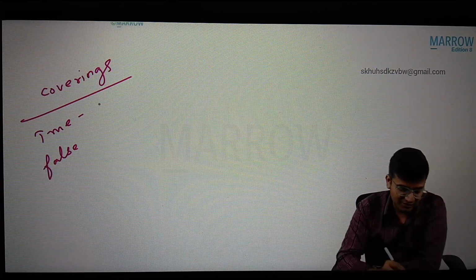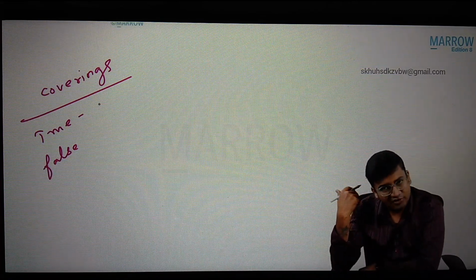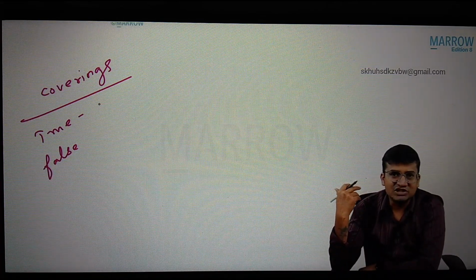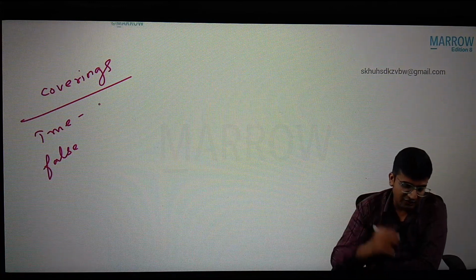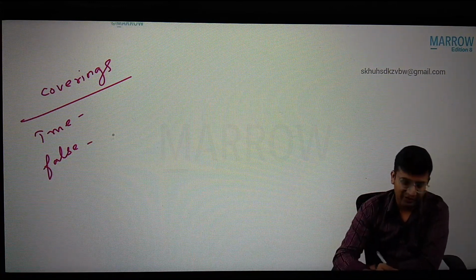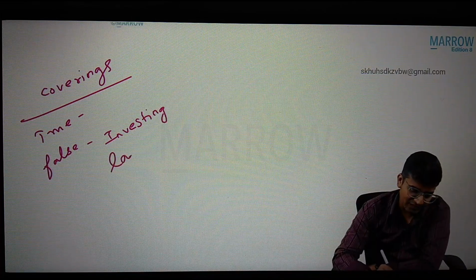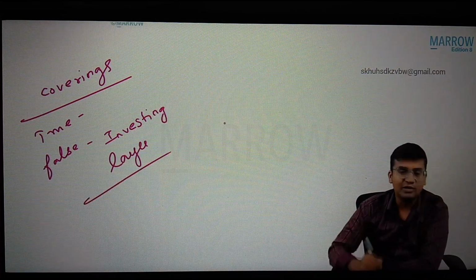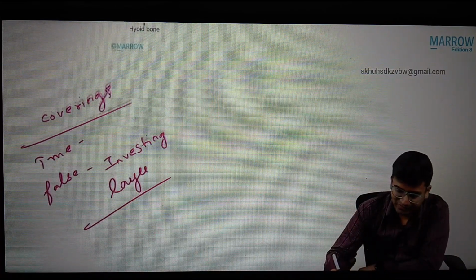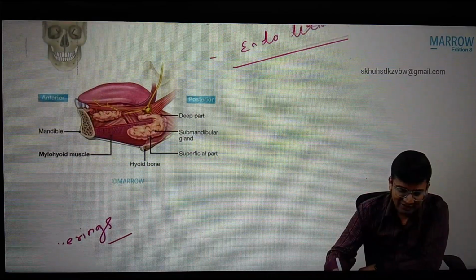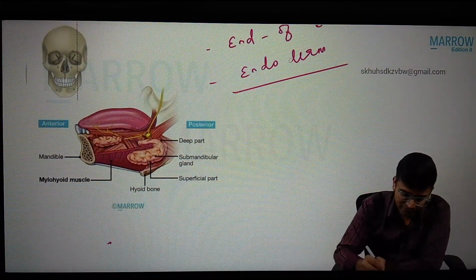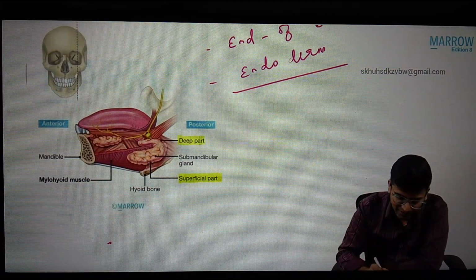True capsule, like for other glands, is formed by the condensation of the fibrous stroma, and the false capsule is derived from the investing layer of deep cervical fascia. Investing layer. Okay, right. Now see the diagram. The submandibular gland has two parts, the superficial part and the deep part.